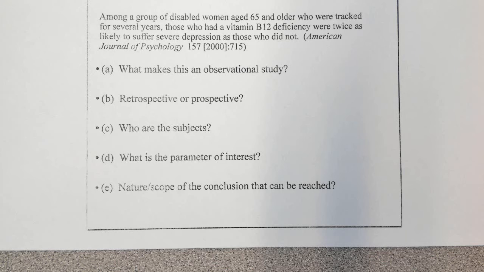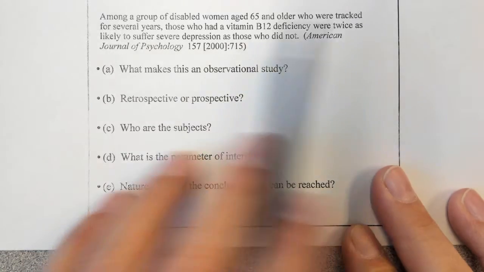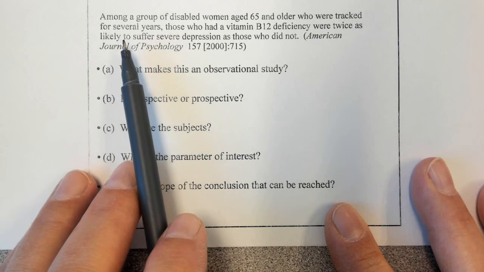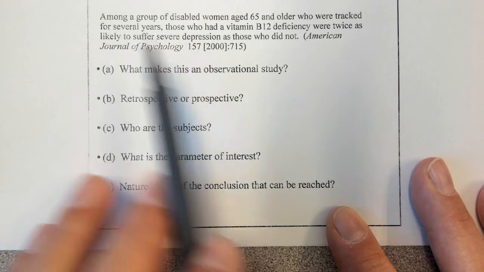Is that retrospective or prospective? Yeah, we picked them and we looked forward at what they did after. So if this is a study, it's going to be a prospective study. They were tracked, which means somebody followed them, somebody observed them. So it's implied that this is an observational study and it's prospective.